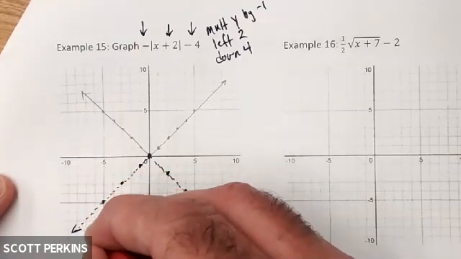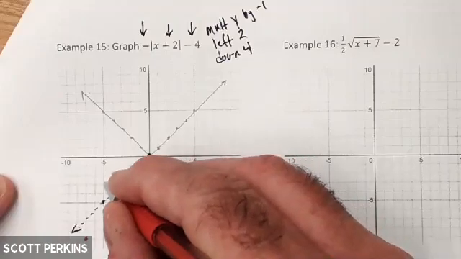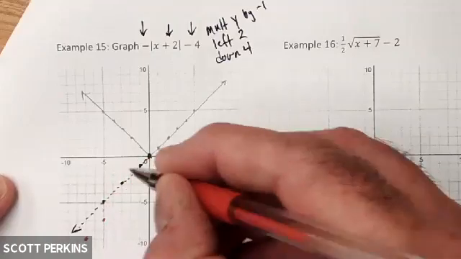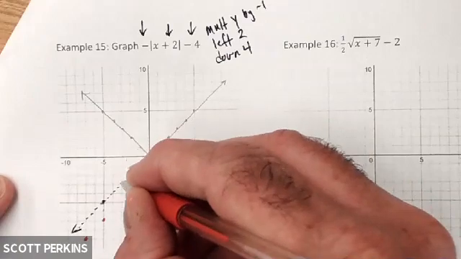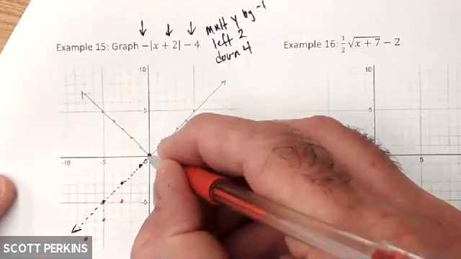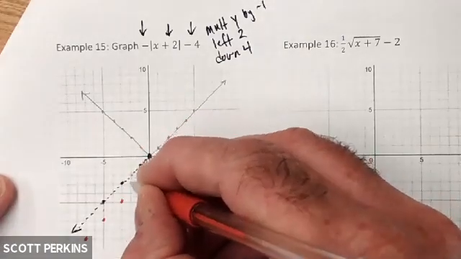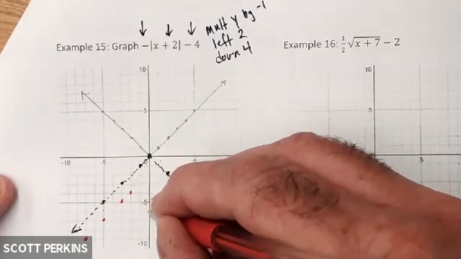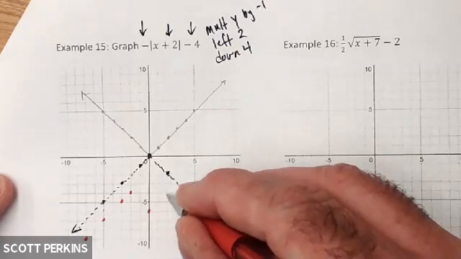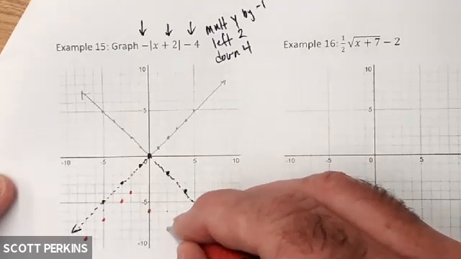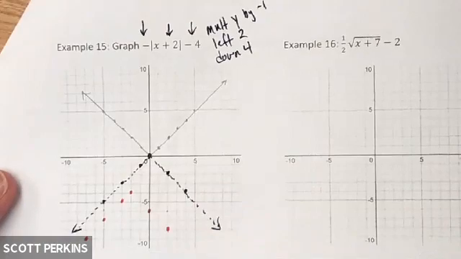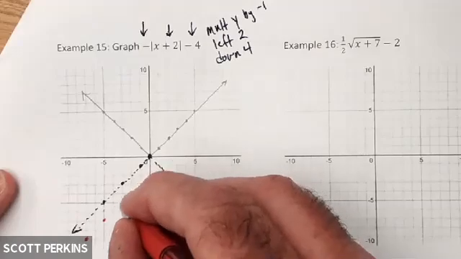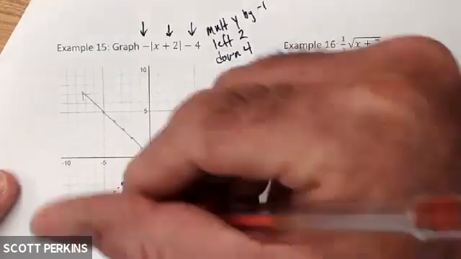1, 2, 3, 4. This point right here, left 2, 1, 2, 3, 4. This point right here, left 2, 1, 2, 3, 4. The vertex, left 2, 1, 2, 3, 4. This point, left 2, 1, 2, 3, 4, and one more point, left 2, and then 1, 2, 3, 4. Remember, the translation should not affect the shape of the graph. Once you've done the stretching and shrinking, that's the new shape, and now you just move that graph just like that.